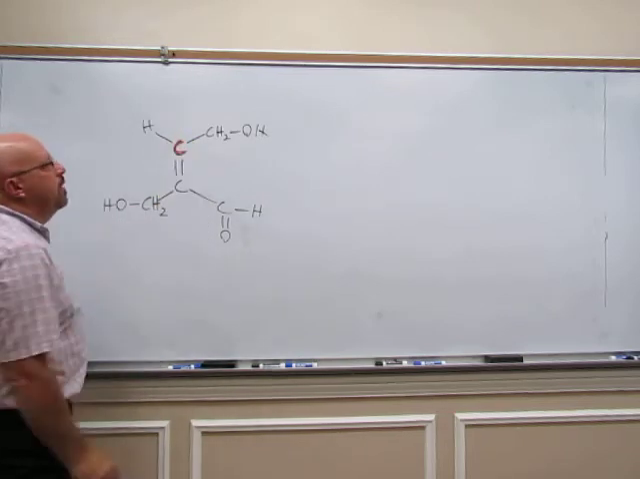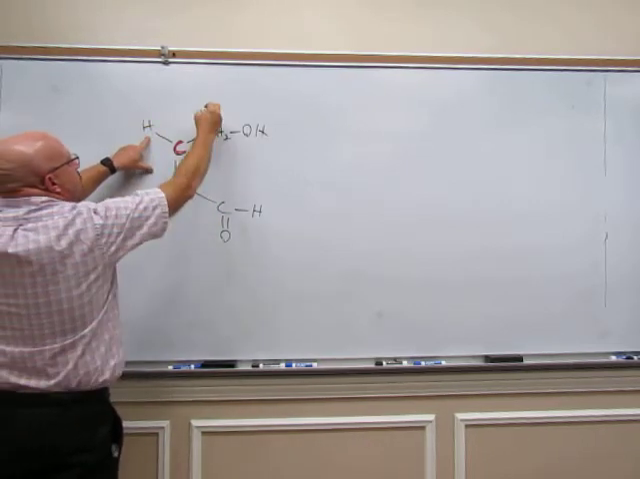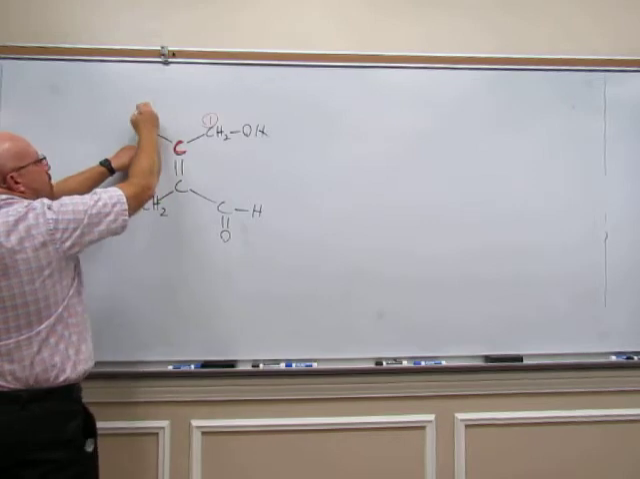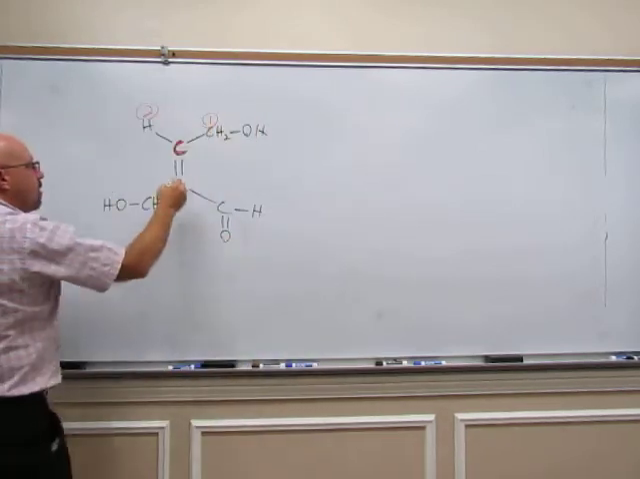So I'm going to do the top one up here. You got hydrogen versus a carbon. Carbon's a higher priority than the hydrogen. So this is top priority. This is second priority. We do the same thing on the other carbon of the double bond.